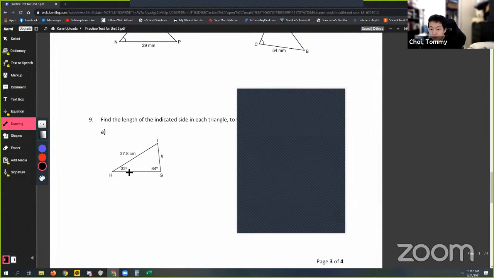Perfect. Once again, cosine law, 2 people. You're technically not wrong. You can use cosine law, but actually in this case you can't. You don't have a side length. So actually the only answer is sine law.